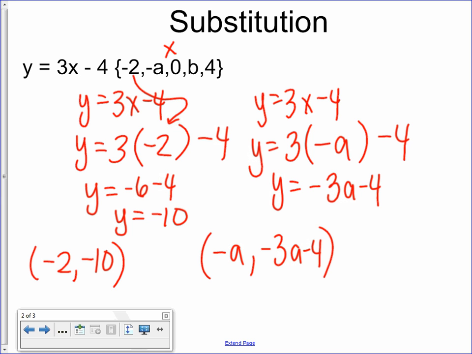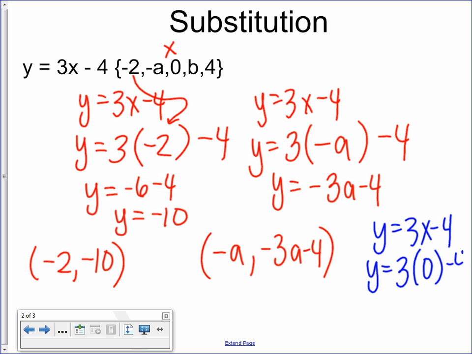Okay, let's do the next one. I have a domain of 0. So again, I take my function, I substitute the x value of 0 where an x is. So there's my hole that I'm filling with the value of 0. 3 times 0 is 0, so y equals -4. So that gives me a third ordered pair, 0, -4.